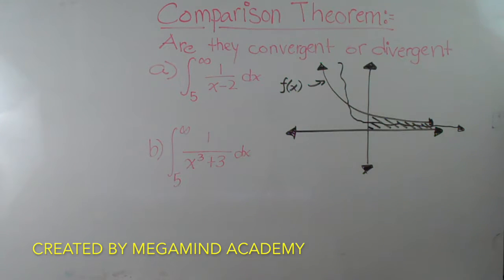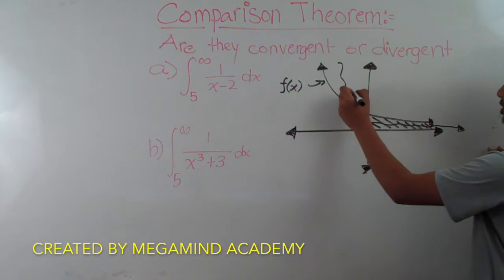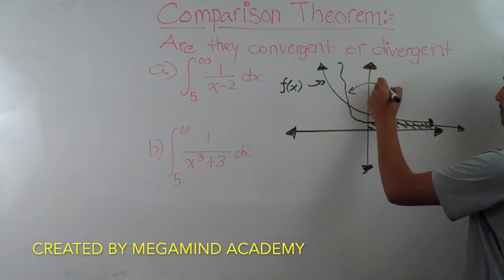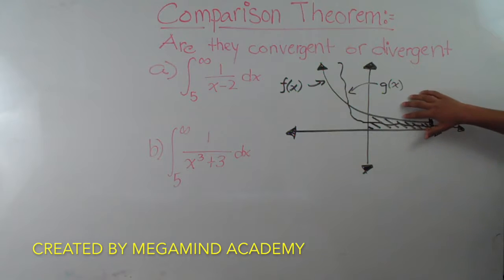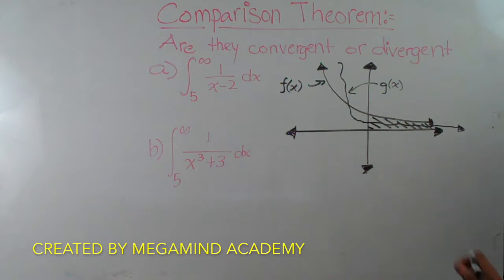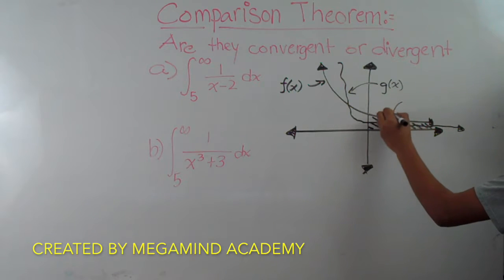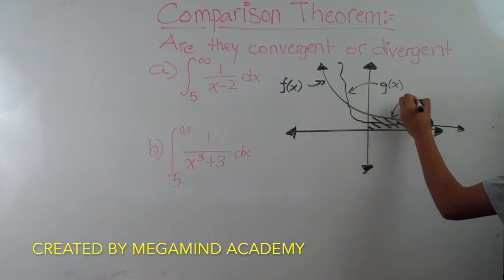Well, if we know the area under the curve for f of x, and let's name this one g of x, and we know that this is a finite area, it doesn't matter what it is, we know that this is finite. So let's say that this value is a constant c. This area under the curve is a constant c.